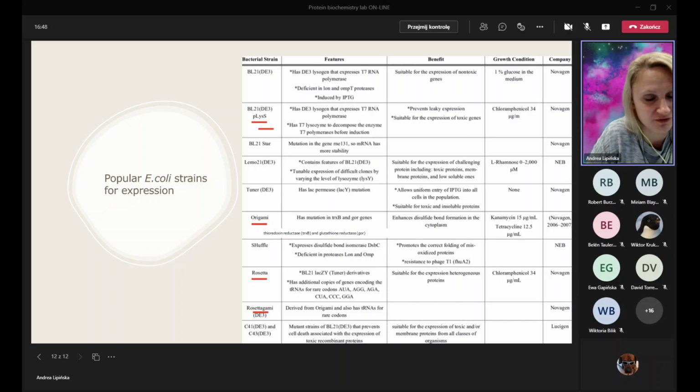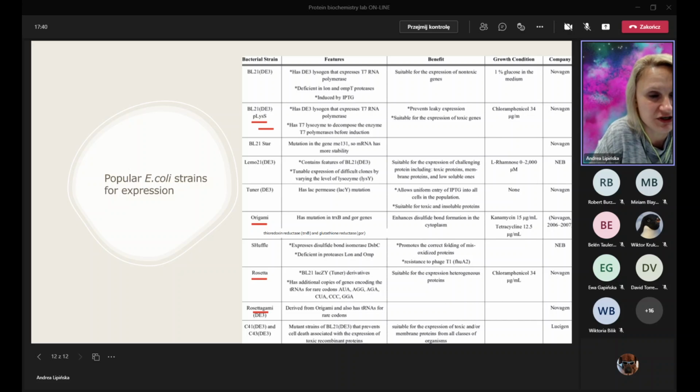There are also different variations of those strains. There is a strain which is called Rosetta Gami, so it's like Rosetta plus Origami mutations, which can yield better proteins, okay? Generally, you can try different ones. A popular mutation in the majority of the expression strains for purification is the deficiency in proteases, in Lon and OmpT proteases. So they don't have those main bacterial proteases, and they should not degrade your protein of interest. Anyway, it's recommended to use protease inhibitors, like you will also be adding to your cell preparation. Okay, so these are strains.